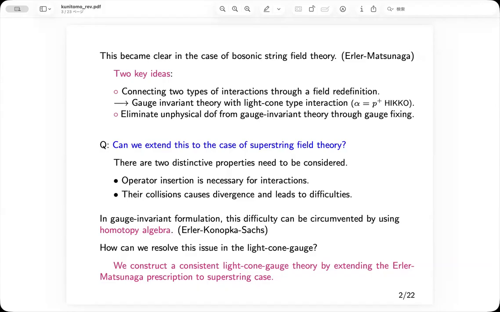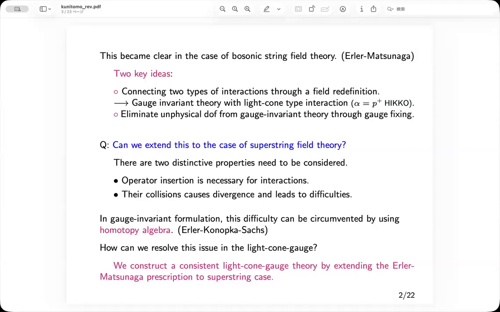In the superstring case, there are two distinctive properties that need to be considered. In the superstring case, operator insertion is necessary for the interaction, and their collision causes divergence and leads to some difficulties. So the original Witten type superstring field theory has some difficulty. But in the gauge invariant formulation, this difficulty can be circumvented by using homotopy algebra, A infinity algebra, as given by Kunitomo and Okawa. So how can we resolve this issue in the light cone gauge theory? In the light cone gauge theory, there is a similar type of difficulty, which I will explain later.